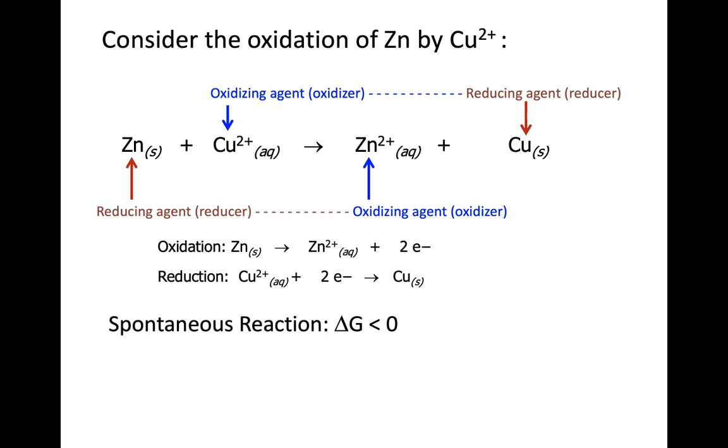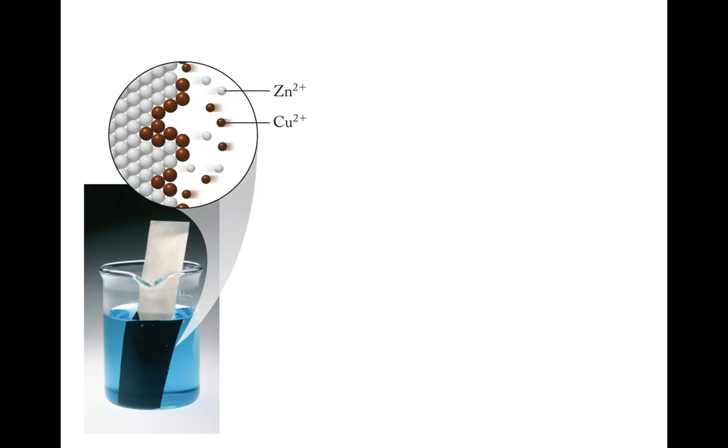So if we looked up all the values on our table and did products minus reactants to find what is the free energy change for this reaction, we would find that it is a negative delta G. So we know it's a spontaneous reaction, that if we put zinc metal into contact with solution that has copper 2+ ions, this reaction is going to happen. So let's look at a picture of that and think about if we could watch what was going on at the molecular level, what would be happening, right?